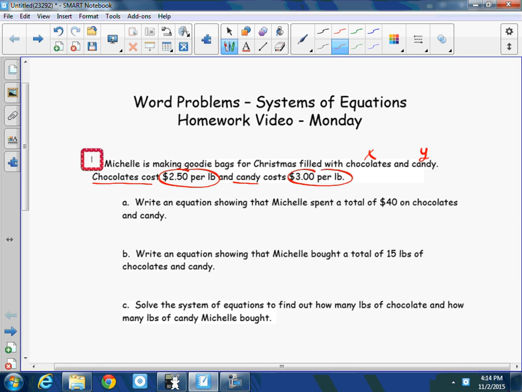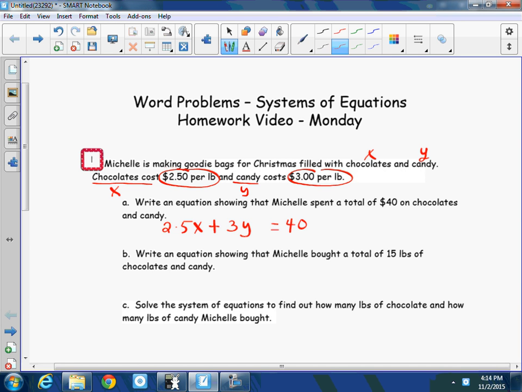Write an equation showing that Michelle spent a total of $40 on chocolate and candy. So if the equation needs to be equal to $40, then I need to include the price per pound of the chocolate and the candy. Chocolates is X, candy is Y. So this would be 2.5X plus 3Y, and that equals the amount of money, which is 40.